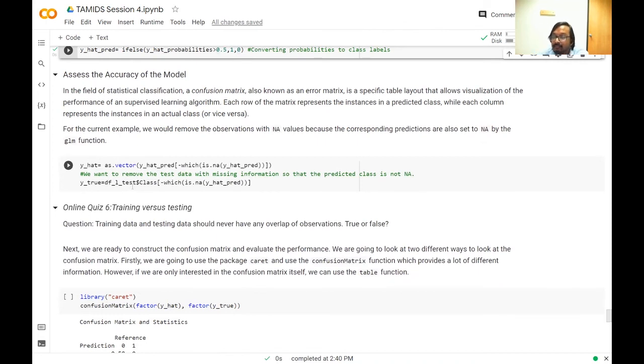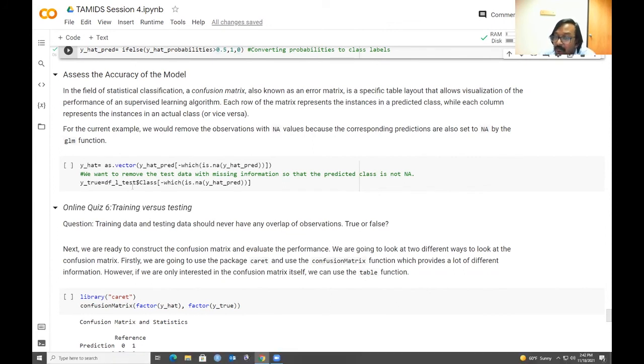Now, just to see if you guys remember what we should do regarding training versus testing error. If you are trying to check for the testing error, is the statement true or false that the training data and the testing data should never have any overlap of observations, not even one overlap of observations? I'm going to give you guys, say, 2 minutes to think about it and come to an answer.